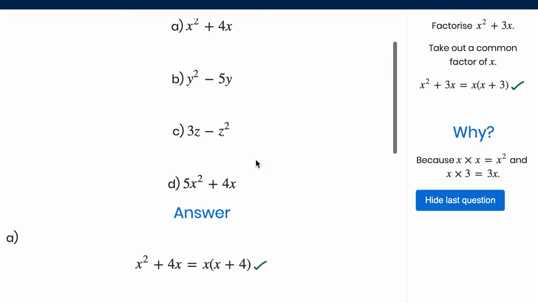For part A, x squared plus 4x becomes x outside the brackets and x plus 4 inside the brackets. Do this by taking out a common factor of x. It's very similar to the last question.